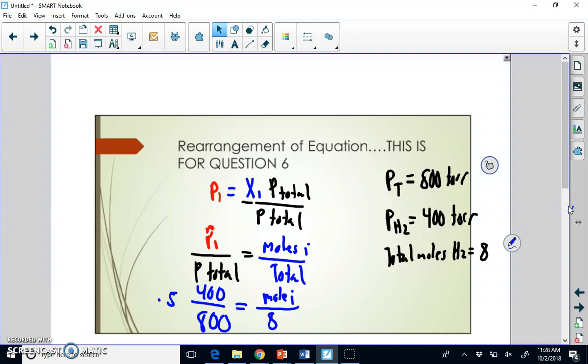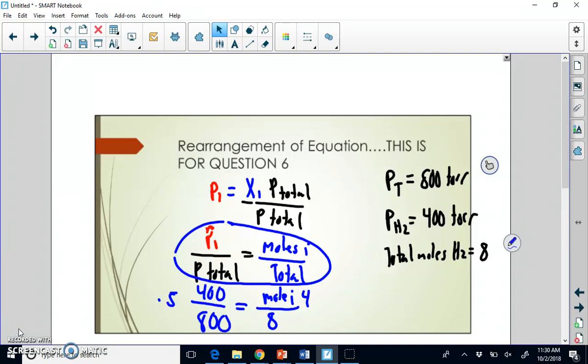And then if this is 0.5, this area, then the number of moles of hydrogen has to be 4. Okay, so this equation, or the rearrangement of this equation, can be used to find, if you have 3 of these things, if you have the pressure of just one of the components of the mixture, if you have the total pressure, or you have the moles of one of the gases, then you can find the total moles. This rearrangement of the equation is going to be useful for you, especially on question 6 in the homework.